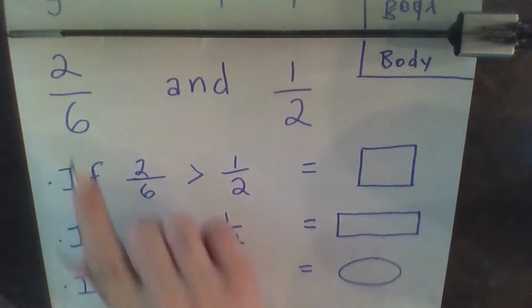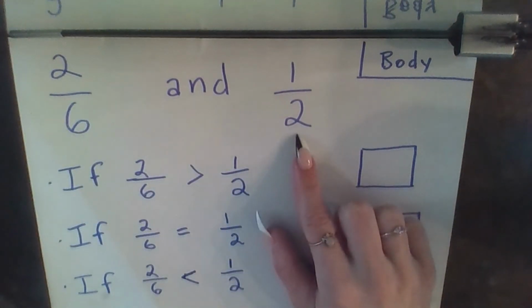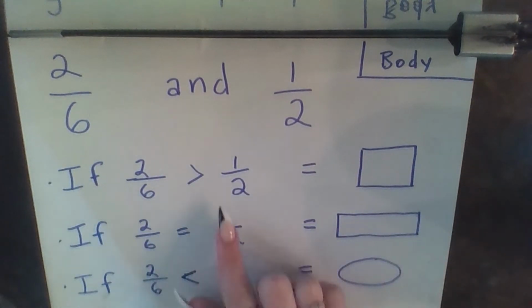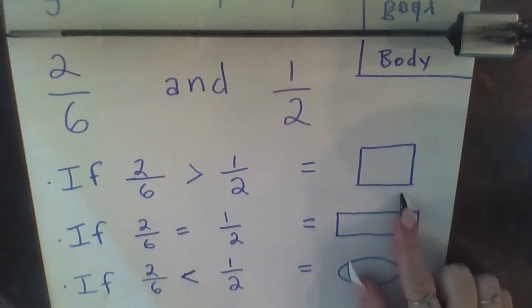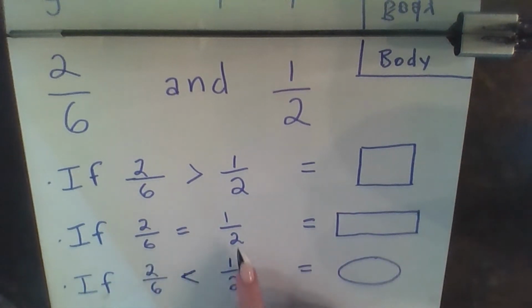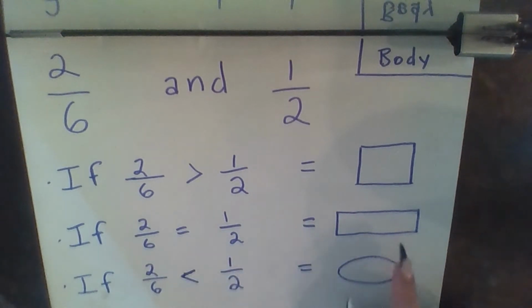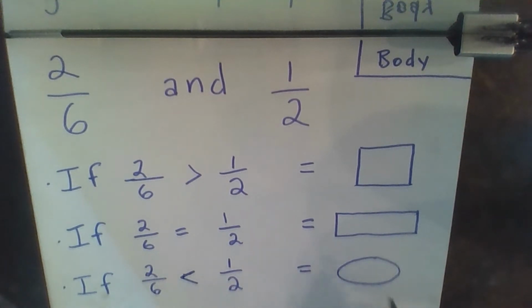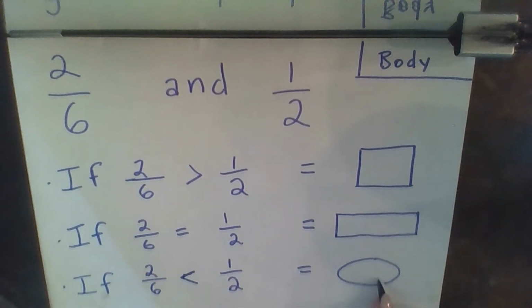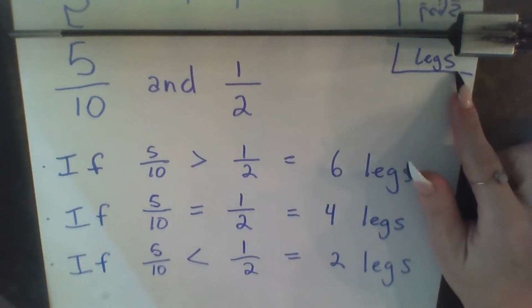The next two fractions are 2/6 and 1/2. If you think that 2/6 is greater than 1/2, then draw a square-shaped body for your monster. If you think that 2/6 is equal to 1/2, then draw a rectangle-shaped body for your monster. And if you think that 2/6 is less than 1/2, then draw an oval-shaped body for your monster. Now let's draw some legs on the monster.